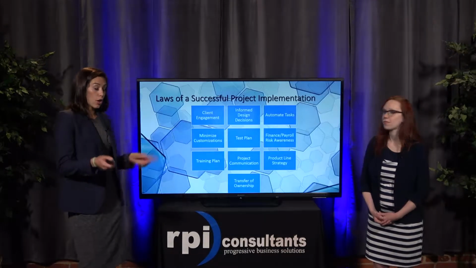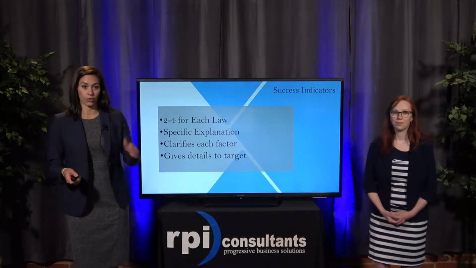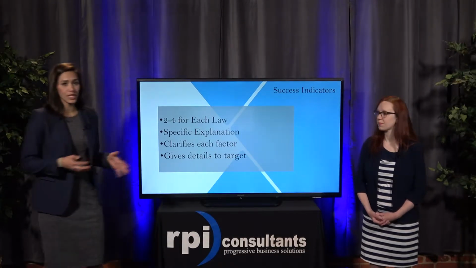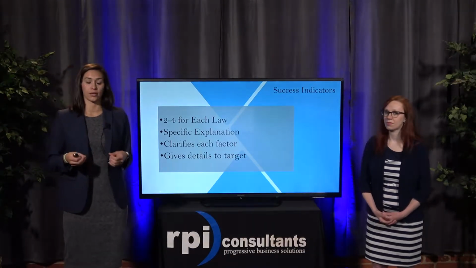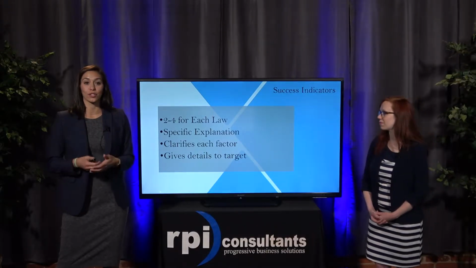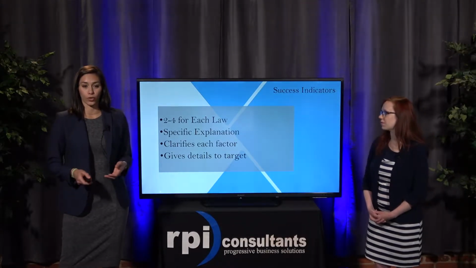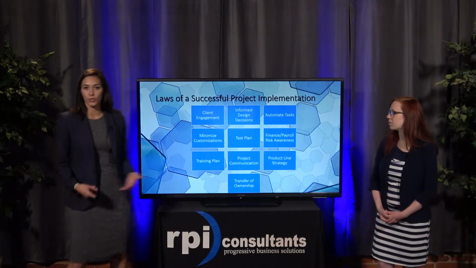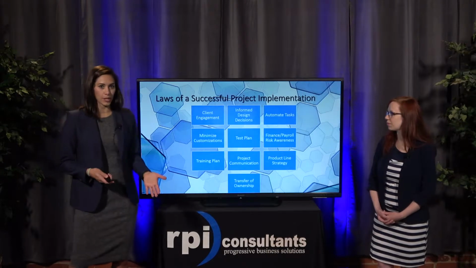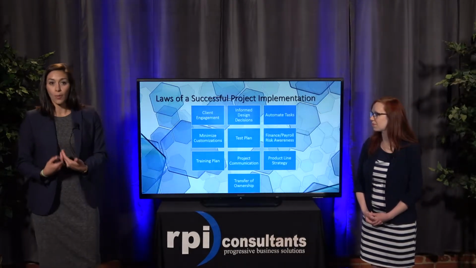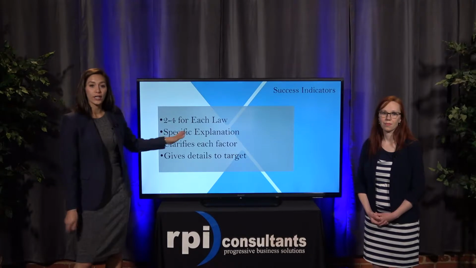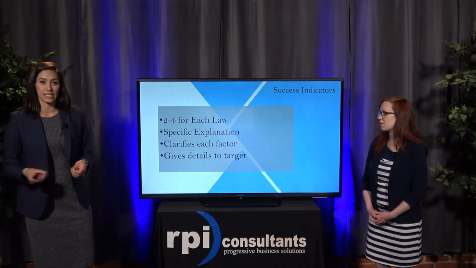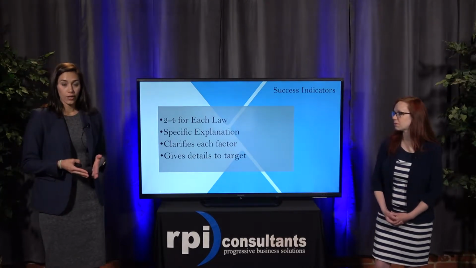Each one of these laws has a success indicator, or actually two to four success indicators beneath each law. What they do is provide a specific explanation that gives a little bit more information about what you're really looking for. When we look at a law, it might be a little bit vague, right? Like client engagement. Whose responsibility is that? Is it the client's responsibility, or is it our responsibility as your partner to engage you? So the point of the success indicators is to spell that out. It's a specific explanation that gives details that allow you to better target the goal.